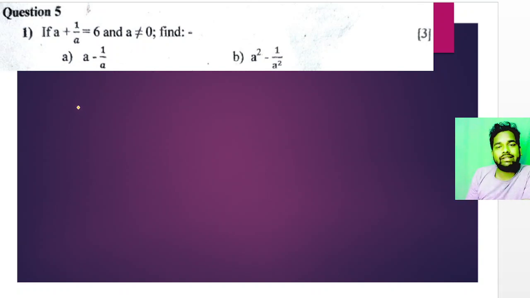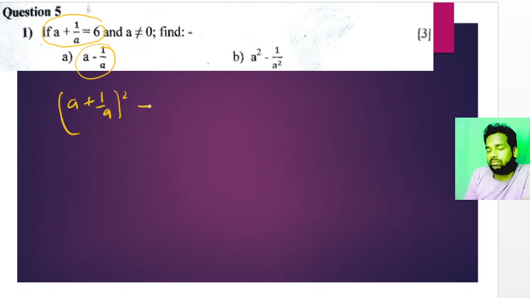So since a plus 1 by a is given in the question, you are going to find a minus 1 by a. And everybody knows the formula, that is a plus 1 by a the whole square, minus a minus 1 by a the whole square is equal to 4. I think everybody knows this formula.